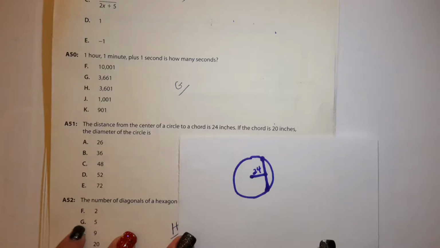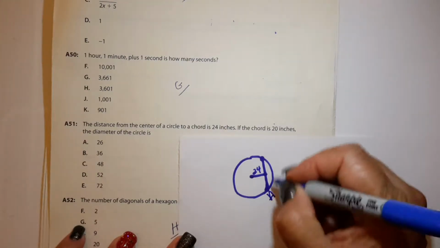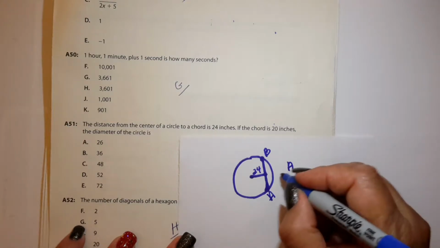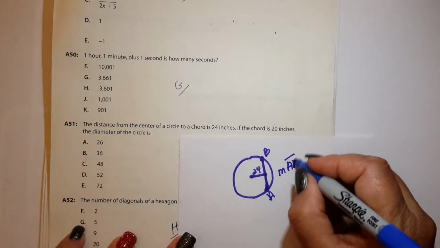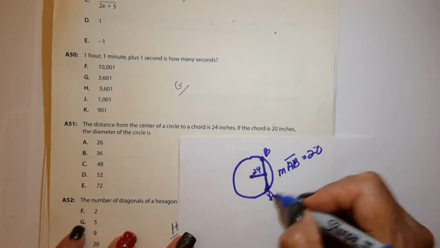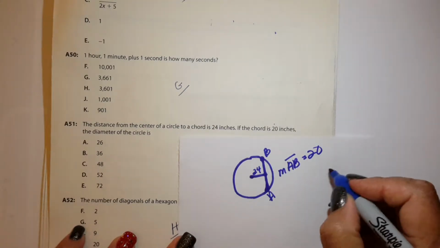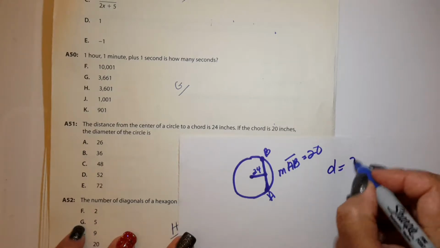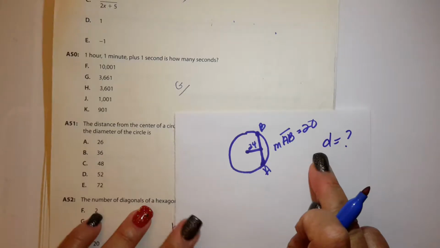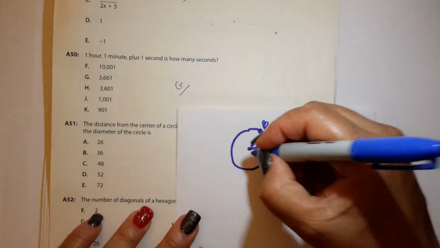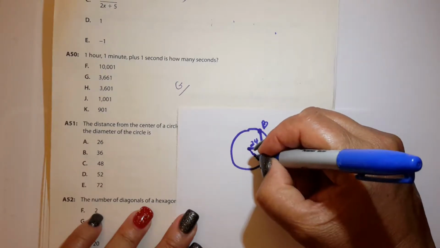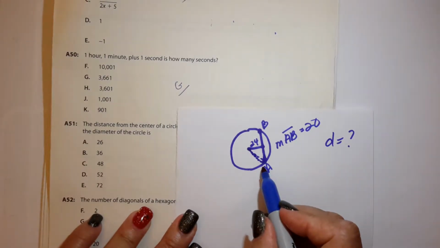But if the chord is 20 inches, for example, this is the chord AB, from here to here, and let's say the measure of line segment AB is 20 inches. That means from A to B is 20 inches. They're asking you for the diameter of the circle. The situation here is I cannot find the diameter unless I know the radius of the circle, the distance from the center to one of the endpoints.